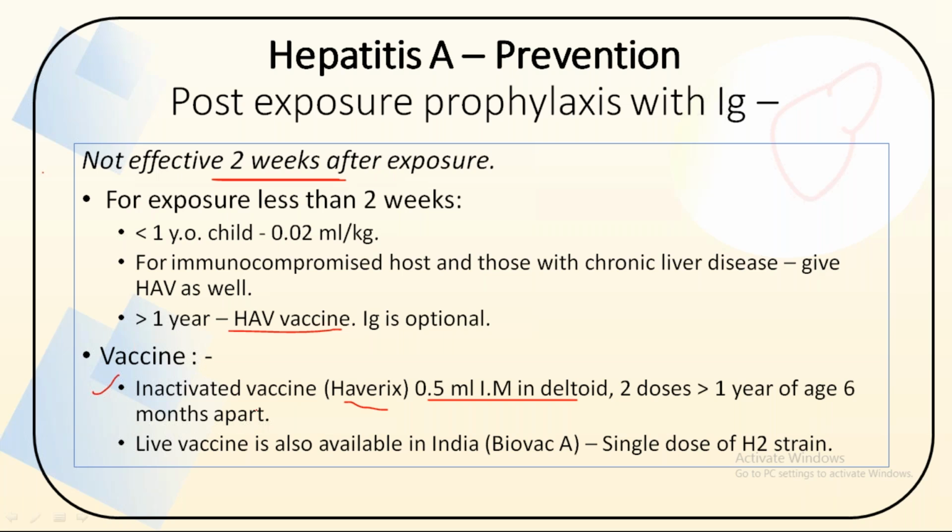There is another live vaccine which is also available. It is a single dose. This is called BioVac A. In India, it's available. It is an H2 strain vaccine. They say both are equally good. The only thing is, the killed vaccine requires 2 doses, the live vaccine only 1 dose. That's it. 2 vaccines are available as of today.